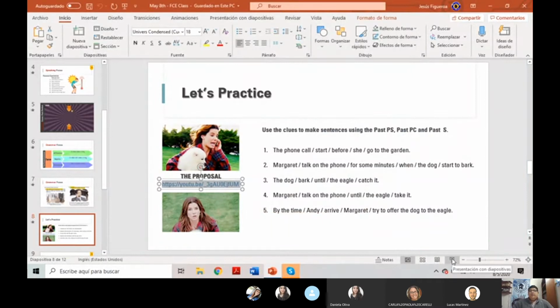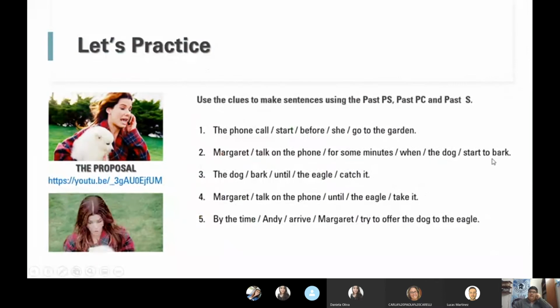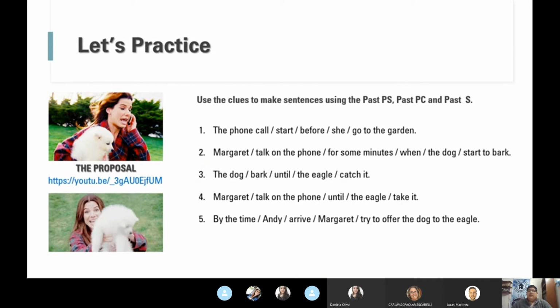So we use these clues to make sentences using the past perfect simple, the past perfect continuous, and the past simple, yes? For example, the phone call starts before she go to the garden. Using these tenses, past perfect simple, past perfect continuous, and past simple, try to organize this sentence. The phone call starts before she go to the garden.